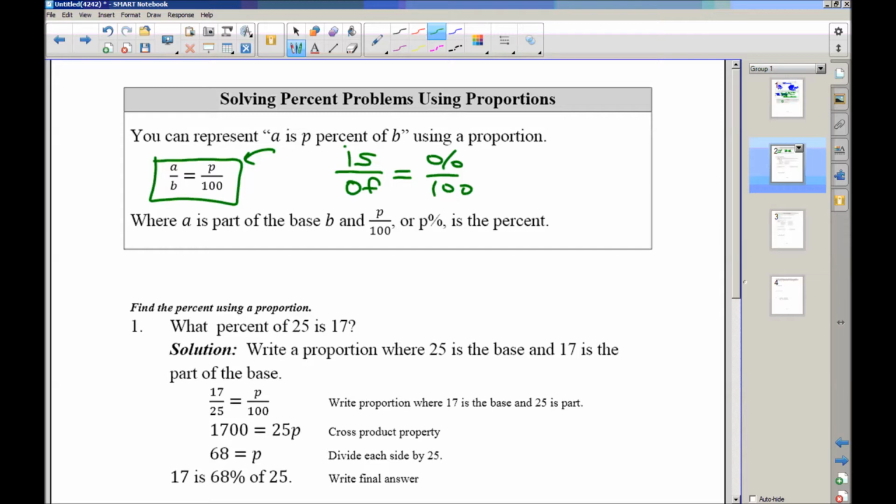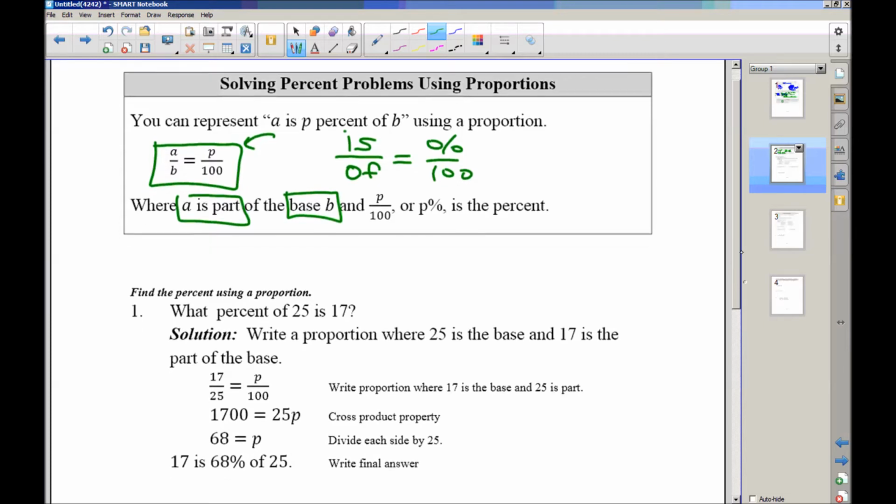But you have to be careful in a word problem, instead of just the basic what percent of something is it. Then you have to be careful about what it means. Okay? So A is the part of the base B. So like if you said, hey, I'm going to pay 20% for a coat that costs $12, 12 would be the base, and the 20% part would be the top, because it is the part. Okay?